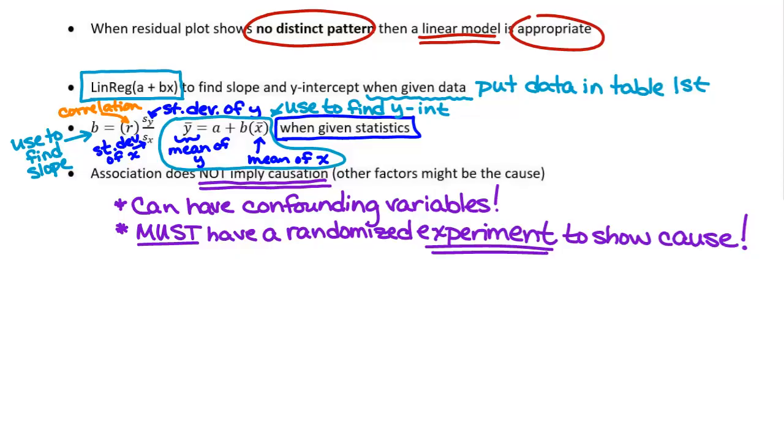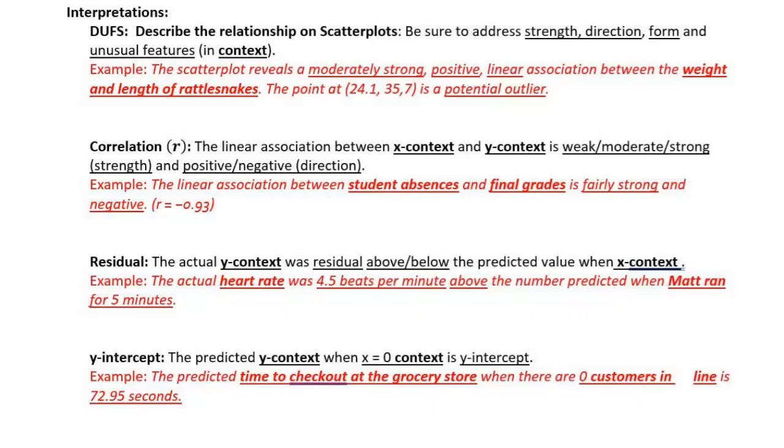Right. So then we've got some examples of interpreting in context using our Duffs. When we interpret the correlation, we talk about the linear association. Correlation always tells me how good a line will fit the data. Not any other shape, it's always how good a line fits. The association between X and Y in context can tell us whether it's weak, moderate, strong, and whether it's positive or negative. Those are the only things R can tell us about.